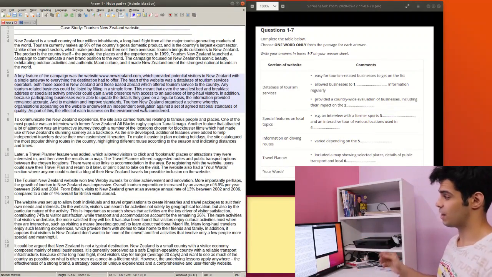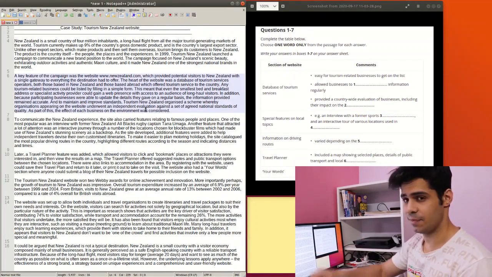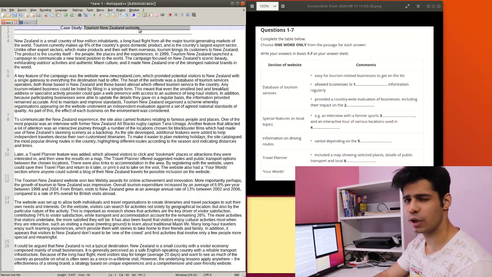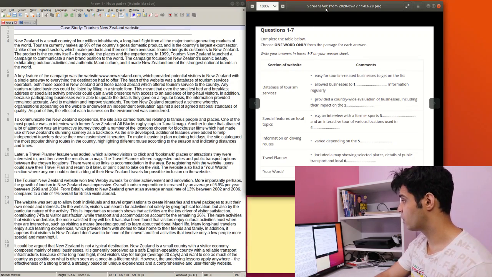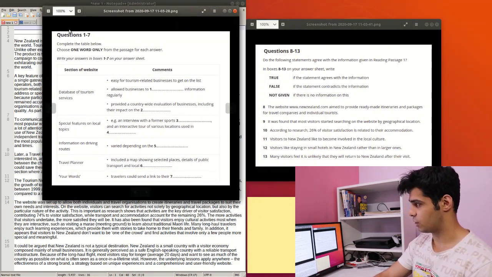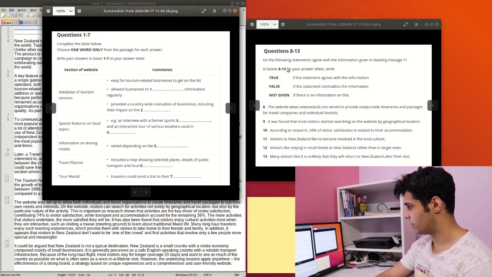This passage is about a case study about a website. It's called the Tourism New Zealand website. That's what we're going to be reading about, and then we're going to be answering questions. There are 13 questions in total. There are 7 questions over here and 8 to 13 over here.